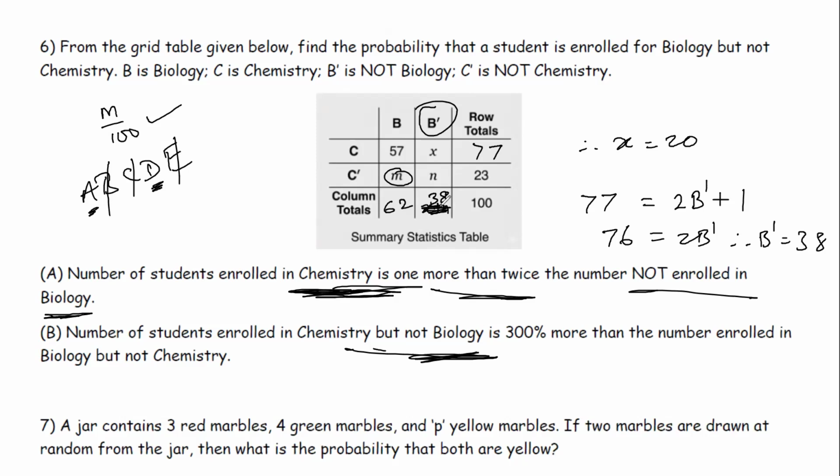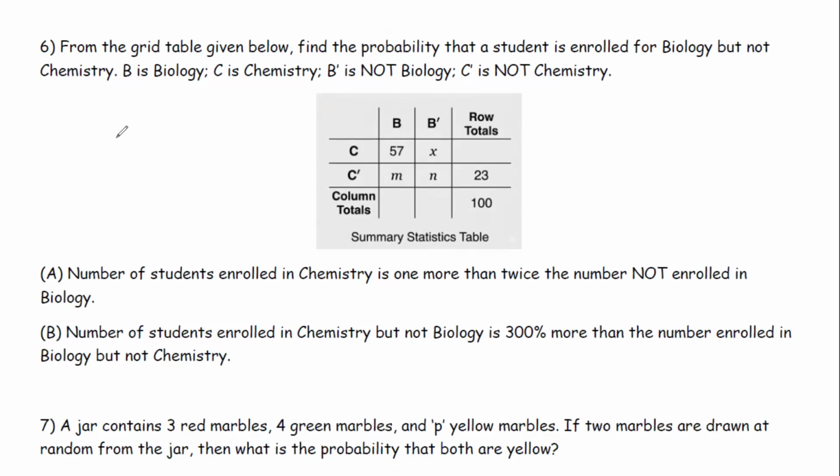This is 38. Therefore, from 100, we know this is 62. This is already given as 57. So M is 5. Correct? Now, okay. So we know that this is 77 and therefore X is 20. We have to find out M by 100 from statement 2.